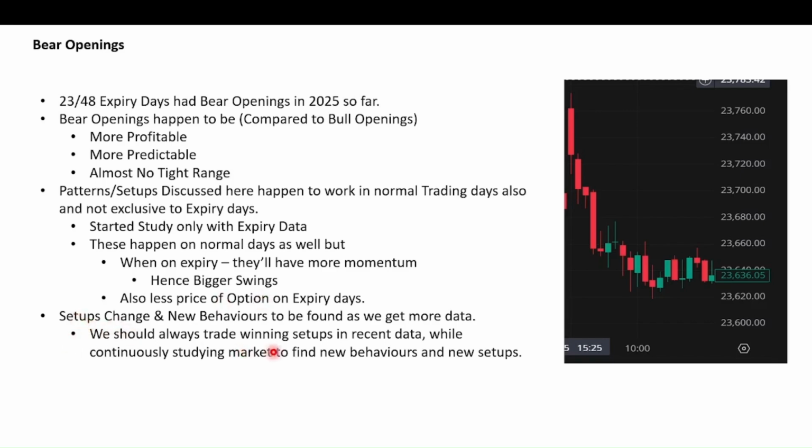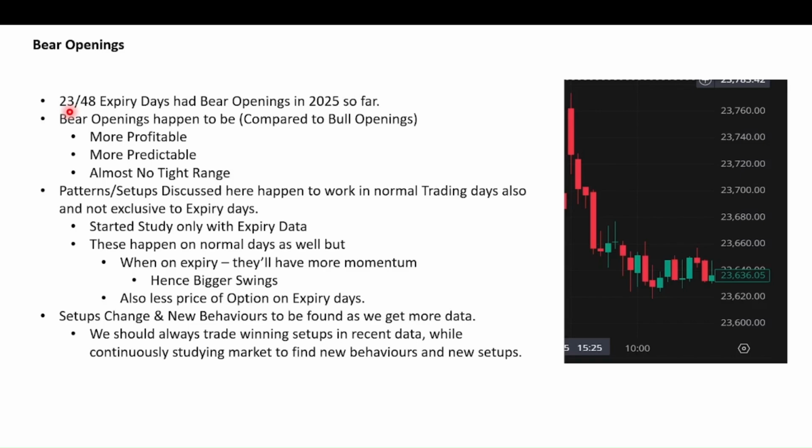The last thing I want to mention is that setups change and new behaviors will be found as we get more data. As I said, in 2025 expiry days so far, we had 23 bear openings, and by the end of this video you will see what happened, what the setups are, and what the buy conditions and exit conditions are for all these 23 days.